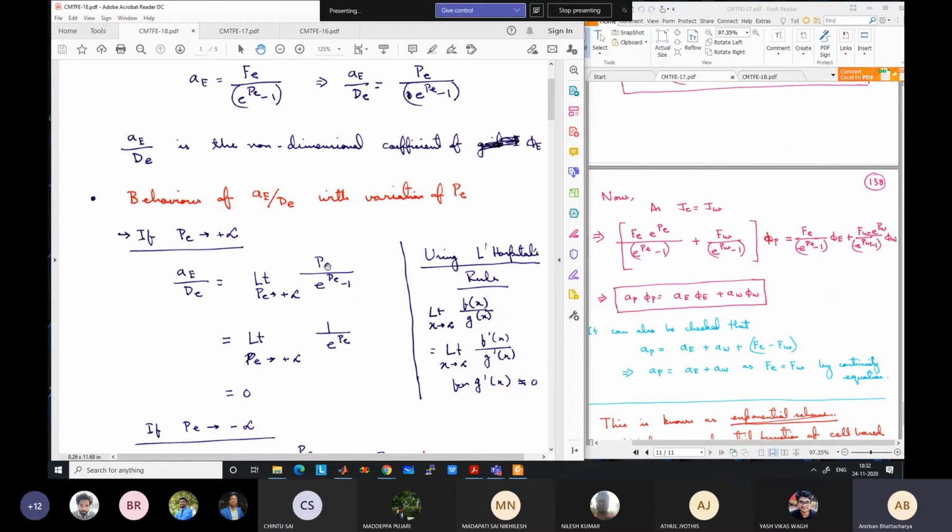If you take the derivative with respect to P of the numerator, you get 1, and of the denominator, it is e to the power P. So the limit is now the limit as P tends to infinity of 1 by e to the power P, which is equal to 0. So at P tends to infinity, the limit is equal to 0.